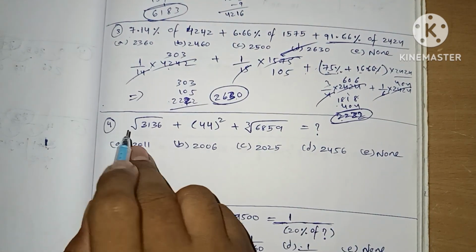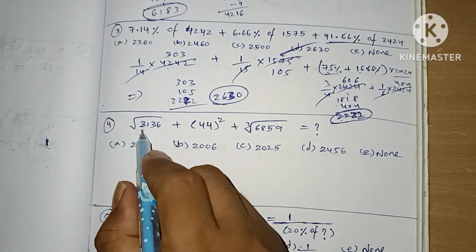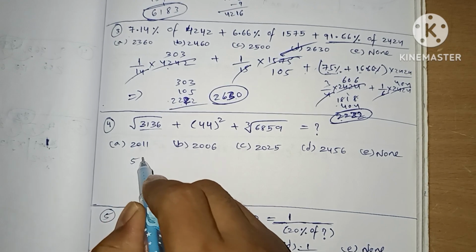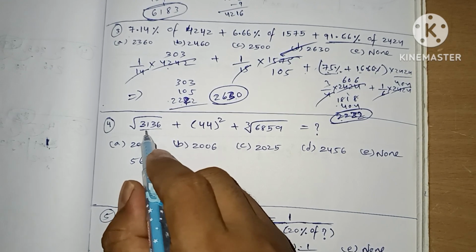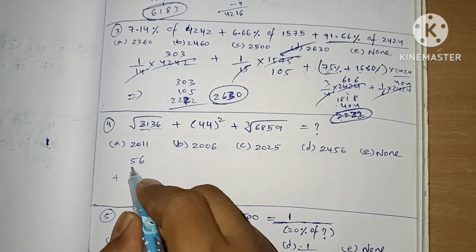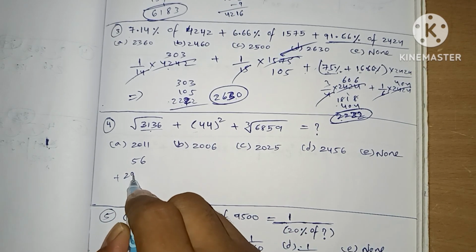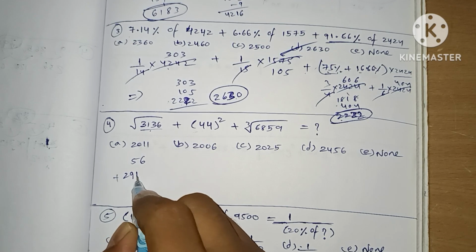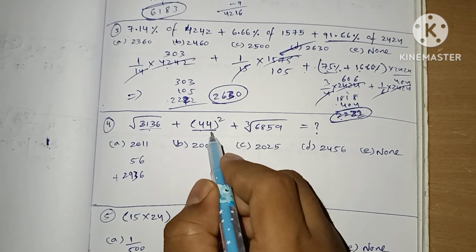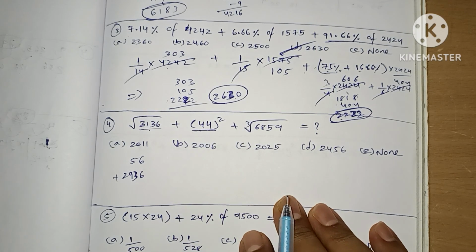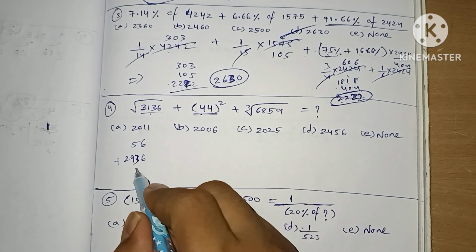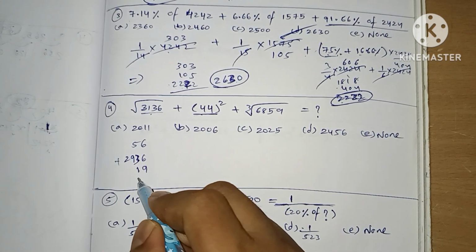Next, fourth one. To solve this, we need to know the values of this one. Root over 3136, which is 56 square. 56 square value is 3136, plus 44 square value is 2936. This is why we need to know 1 to 60 squares by heart. Cube root of 6859, which is 19 value.